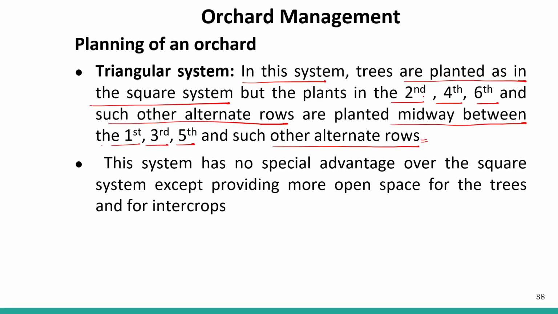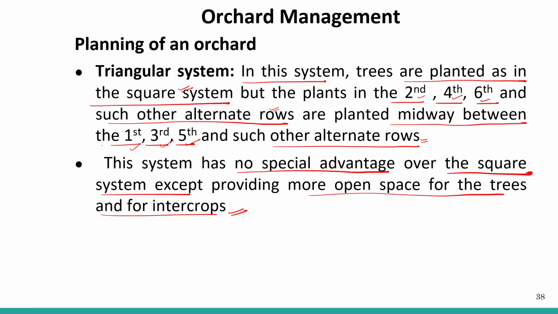So here we can see the plants are planted as in the square system only, but here the plant is in the second, fourth, and sixth, and such other alternate rows. We can have other rows also. In that, the first, third, and fifth plants can be there. So this system has no special advantage over the square system except providing more open space for the trees and for the intercrop.